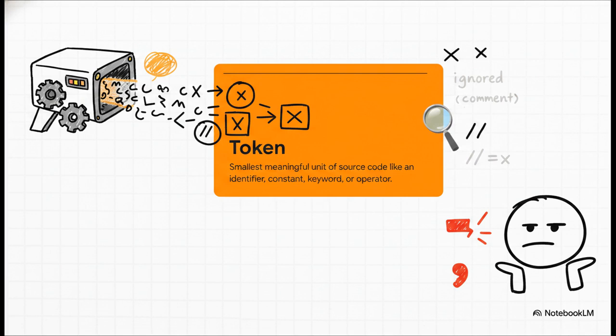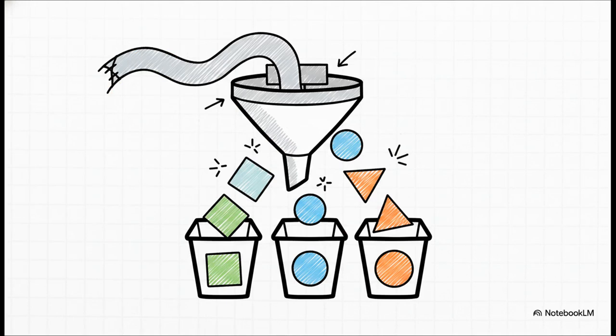But, and here's a crucial detail for your exams, the lexical analyzer does not check for structural errors. Forgot a semicolon? The lexical analyzer honestly doesn't care at all. It just happily groups the valid characters and passes the buck right down the line. Let's see this actually in action.